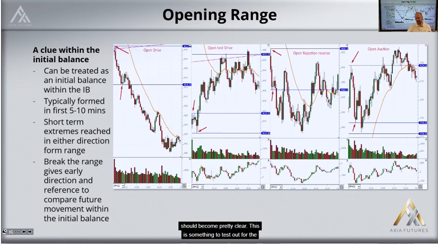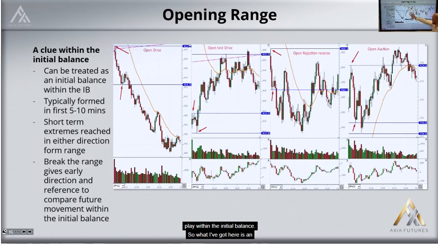This is something to test out for the next few days. Look at what your opening ranges are. Try and establish it very quickly, get a 1 minute chart up and draw where you think the opening range is. This way you can then look at the break and then compare the break of that opening range to what type of initial balance you get. This is a great way to understand the creation of certain types of initial balance. It also enables you, of course, to be able to play within the initial balance.